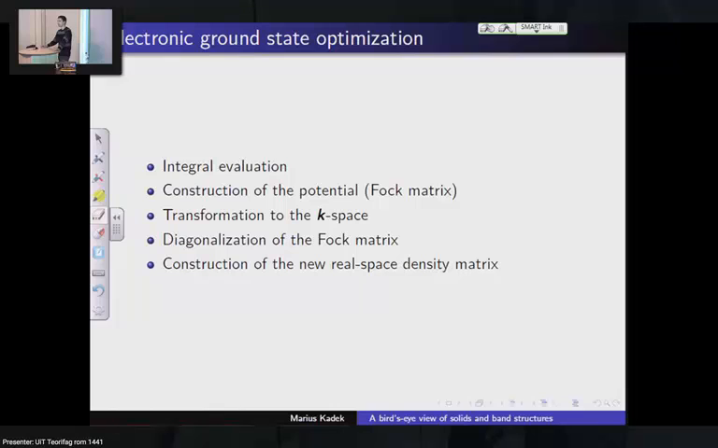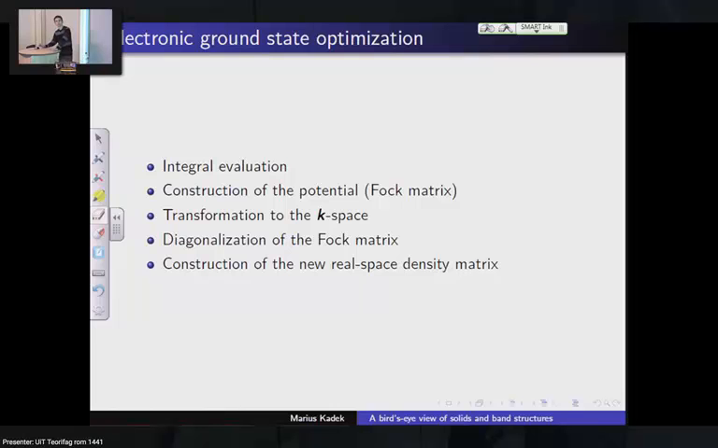You diagonalize the Fock matrix and then construct a new density in the real space. And from this point of view, it's exactly the same as on molecules, with the exception of the transformation to k-basis. Okay, the rest of this talk I will dedicate to very briefly sketching some major conceptual differences between studying solids and molecules. And they are indeed in almost all of these steps except the first one.